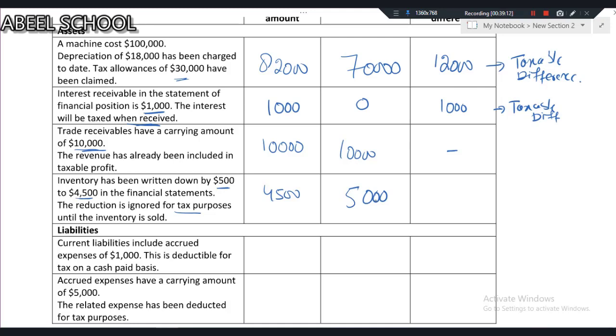You have reduced the inventory by 500. In your accounts, the inventory amount is coming to 4,500. That is also okay. But tax authorities are saying, no, we do not accept this write-down of 500. So it means according to the tax authorities, the stock value is 5,000. So there is a difference of 500, which is a deductible difference, because this time the carrying amount of the asset is lower than the tax base. So it is a deductible difference.